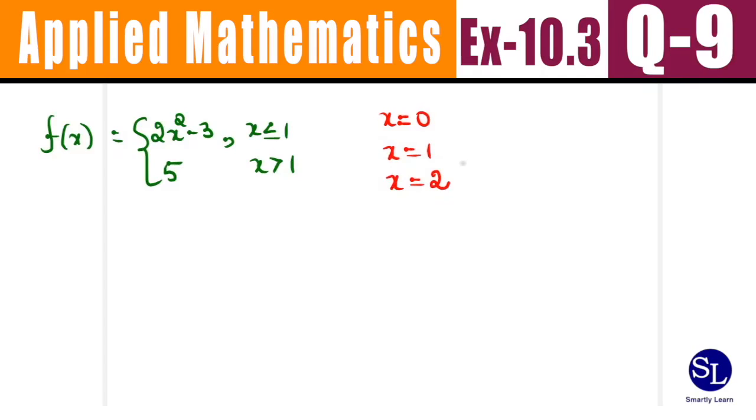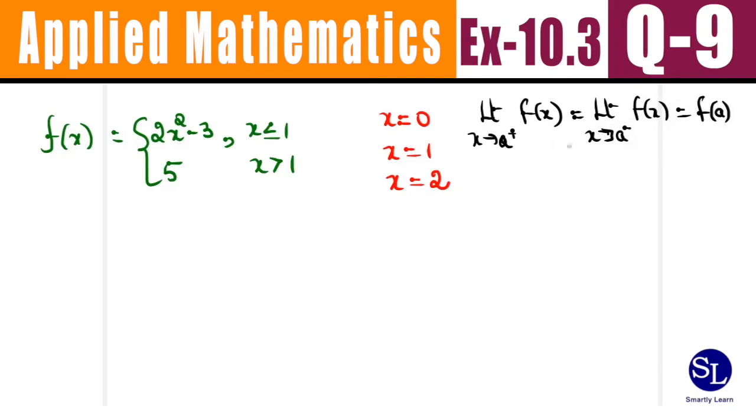So let's write down the test for continuity, which means limit x tends to a plus of f of x should be equal to limit x tends to a minus of f of x, which should be equal to f of a, where a is the point at which we are testing the continuity. So let's start with the first one.